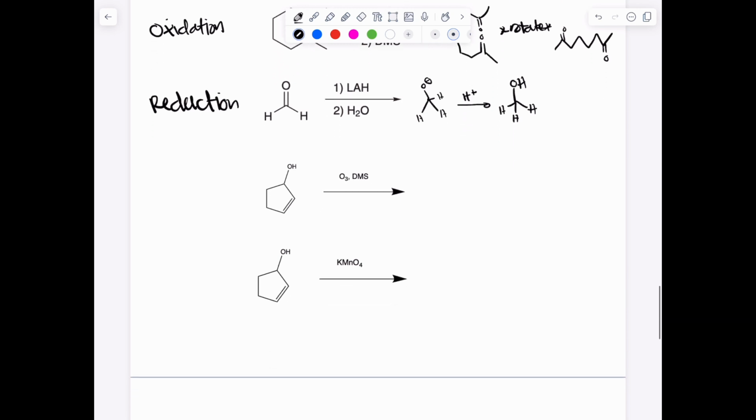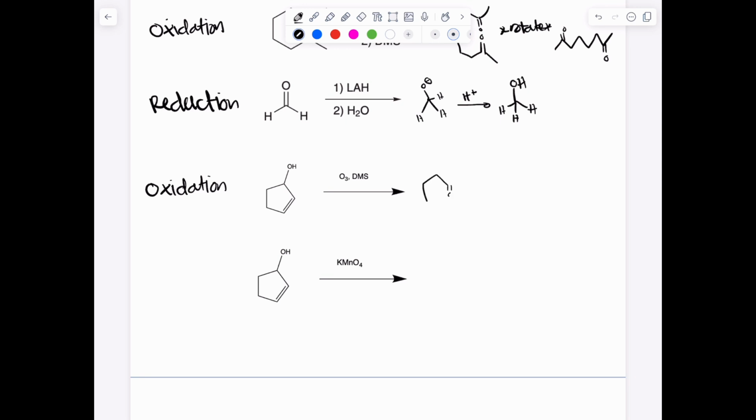The next reaction is another O3 and DMS reacting with an alkene. However, there's also an alcohol on this reactant, so this reaction is here to point out that while O3 and DMS is capable of oxidizing double bonds, it is not capable of oxidizing alcohols. So the double bond will react and the alcohol will remain unreacted. This is still considered an oxidation reaction though, because we are still adding oxygen onto the double bond.